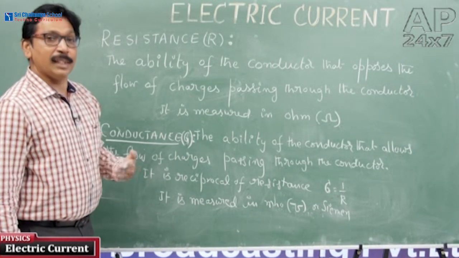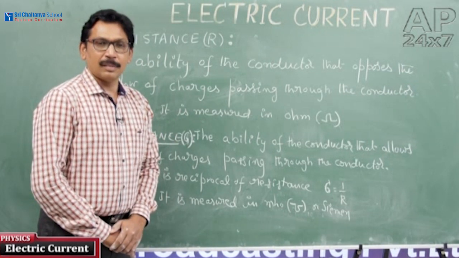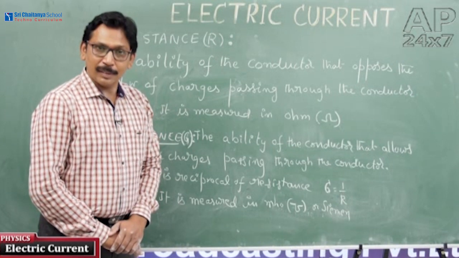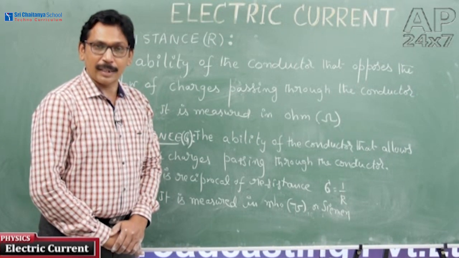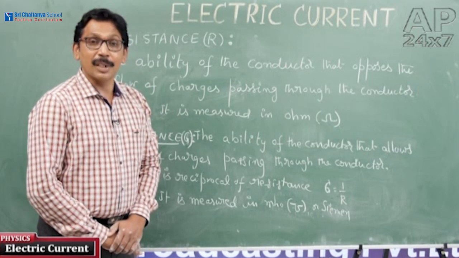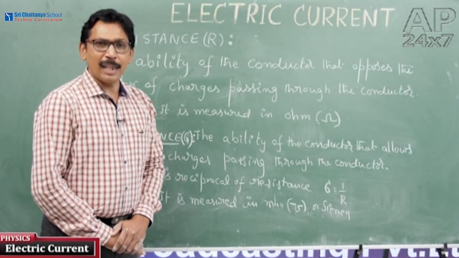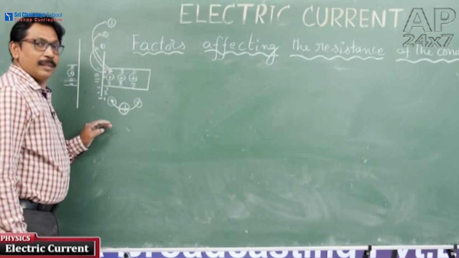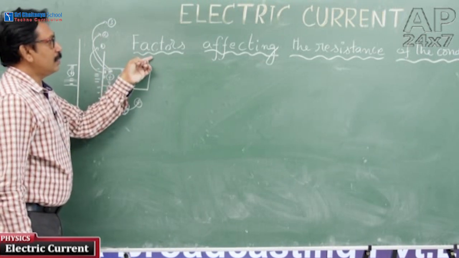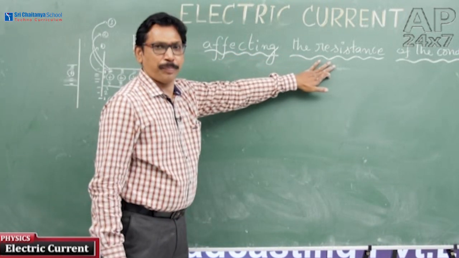Next, we will discuss on what factors the resistance of the conductor depends. Otherwise, like this also we will get questions: What are the laws of resistance? Otherwise, derive an expression for it. Okay. So dear students, let us discuss the factors affecting the resistance of the conductor.